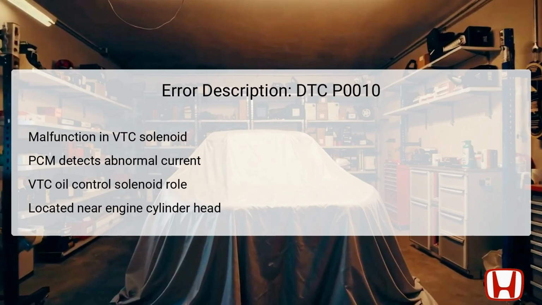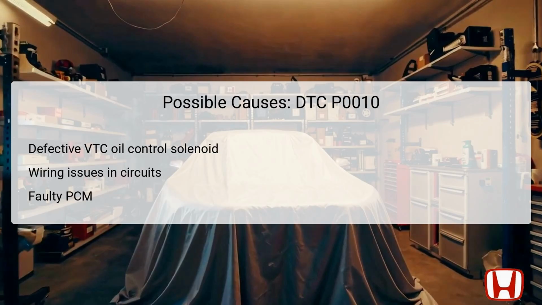The VTC oil control solenoid valve A is typically situated near the engine's cylinder head, making it accessible for inspection and replacement. Understanding the component's location and function is crucial for effective troubleshooting. Several factors can lead to the triggering of DTC P0010.